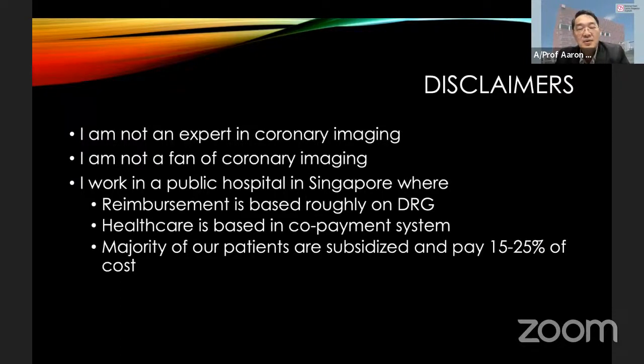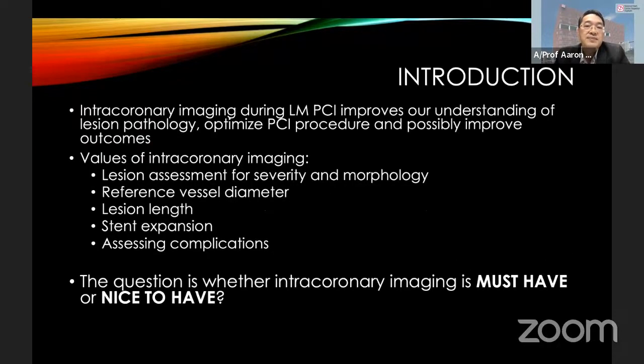And we work in a public hospital in Singapore where reimbursement is based roughly on the DRG system. Healthcare is based on a co-payment system. The majority of our patients are subsidized patients and they pay about 15 to 25% of the cost, and the rest of the cost, whatever devices we use, is paid by the hospital.